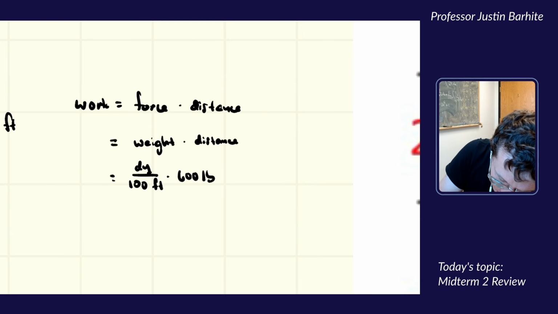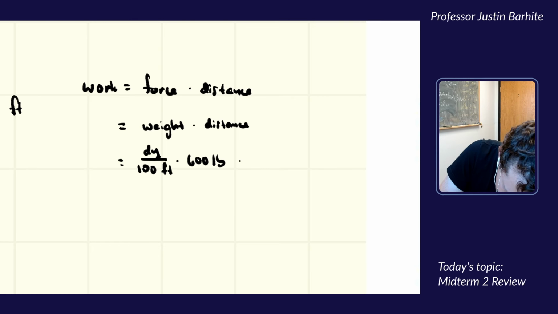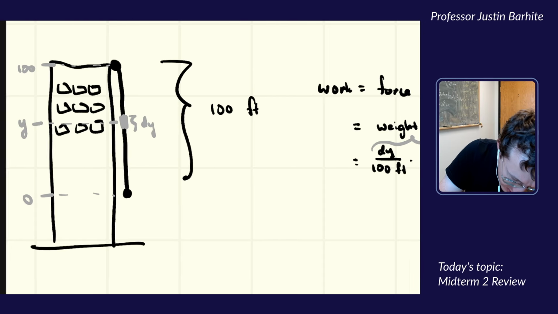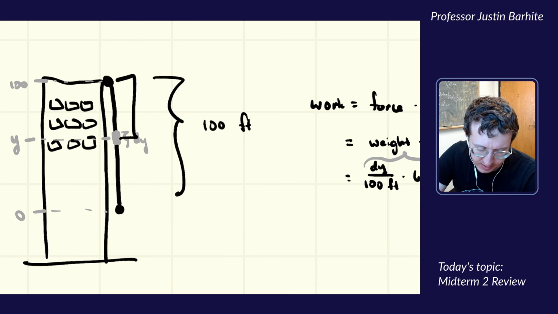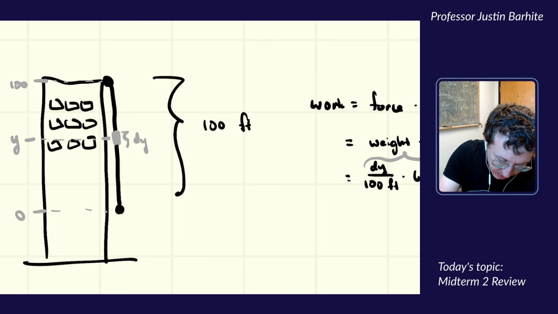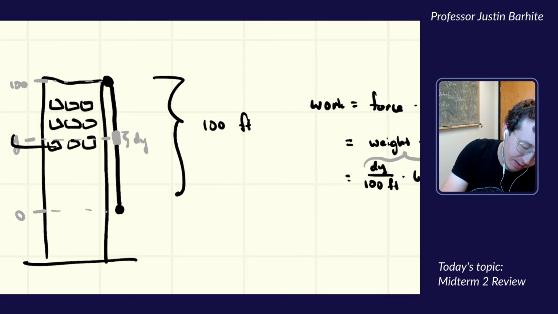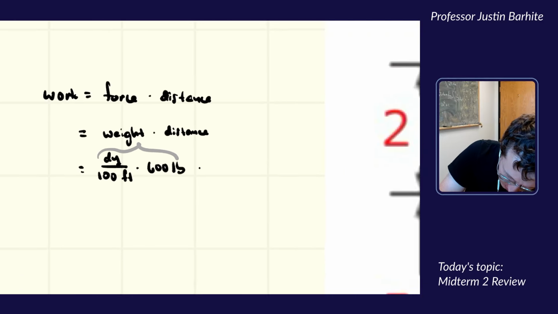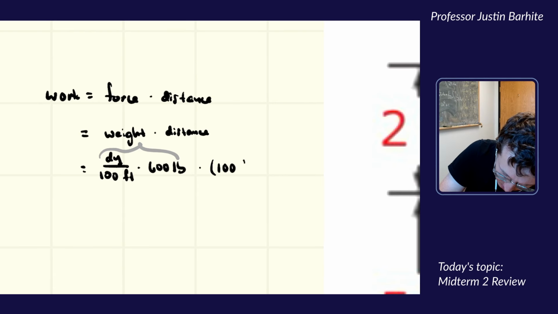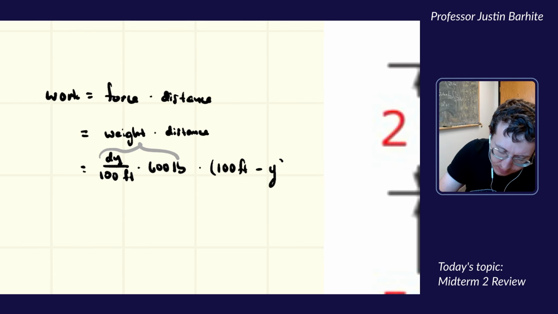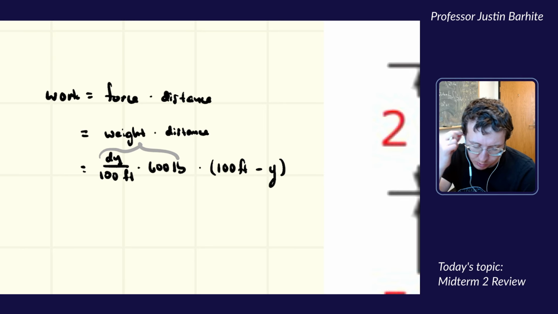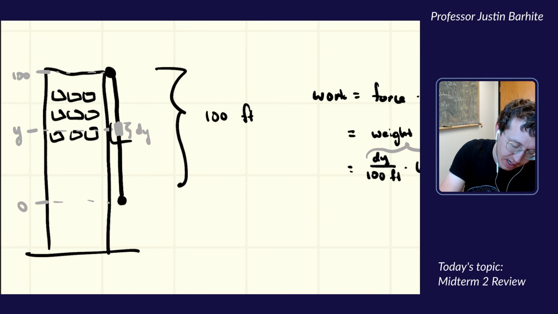Okay, so that's the weight, and then the distance: how far do we need to move the cable to lift it up to the top of the building? Well, it's whatever this distance is. It's how far the height is below 100 feet. In other words, it's 100 minus y. So that's the work required to lift this small piece of the cable up to the top.